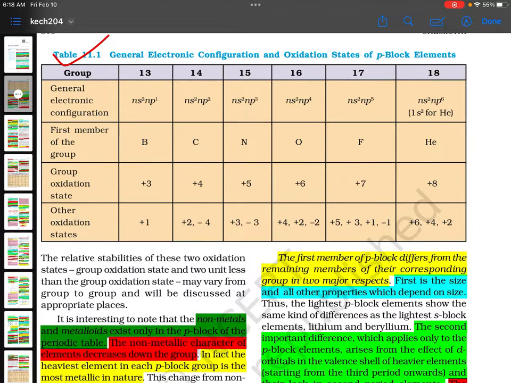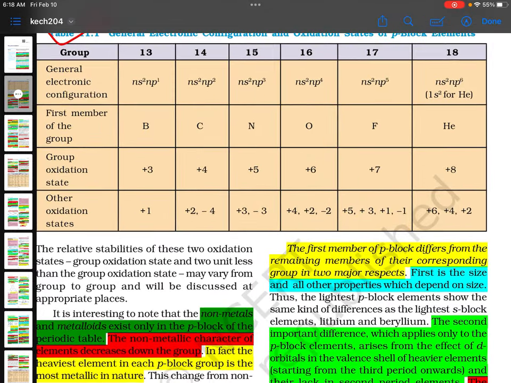Here the table is there. Table you need to remember. Very simple, oxidation states and all.